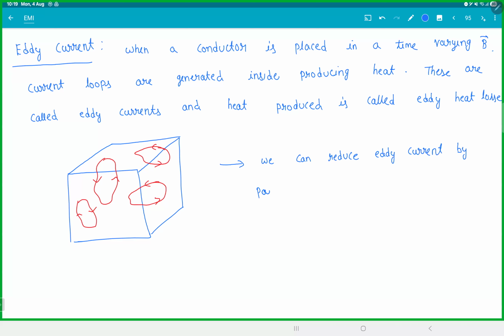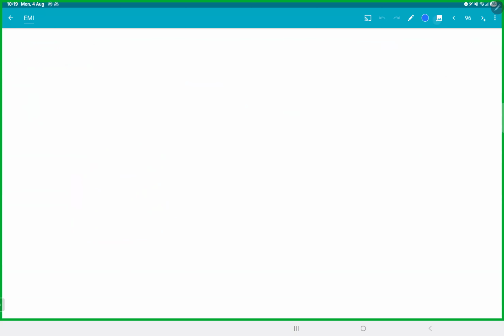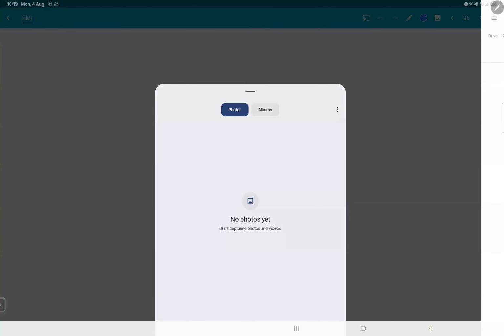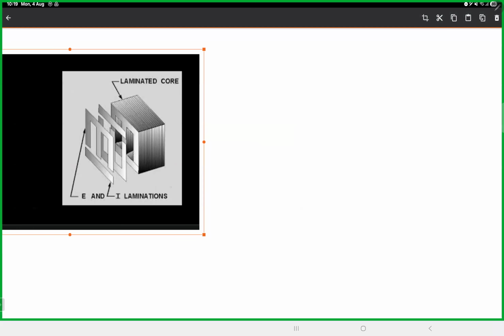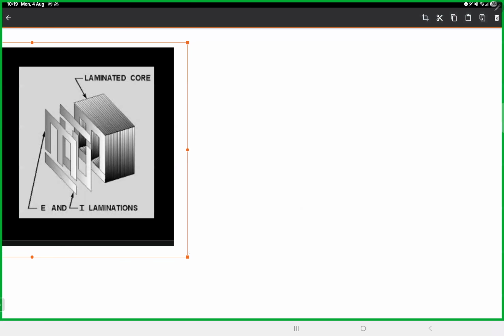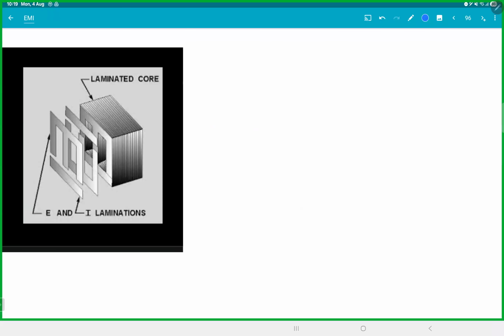So what we do, we can reduce them by making it with insulated sheets. I'll show you how. If you want to make a cube, don't make it with one single block. If you ever get a chance to break some motor, you must have noticed something like this. This is how they'll make it. If you want to make a block, you don't make a single block. You make thin sheets which are laminated, plastic say, and then you stamp them together to create a block.